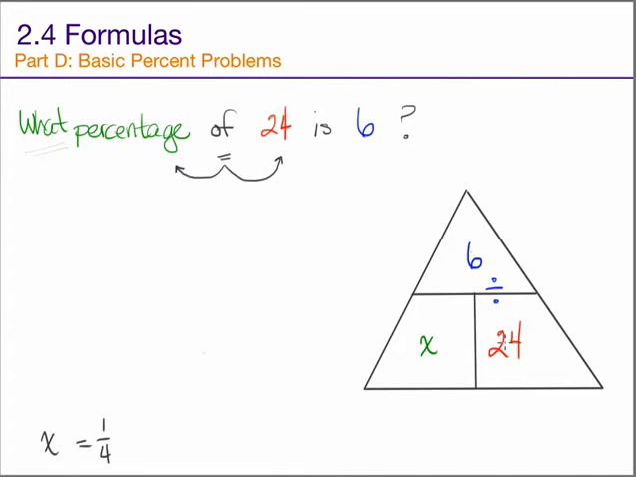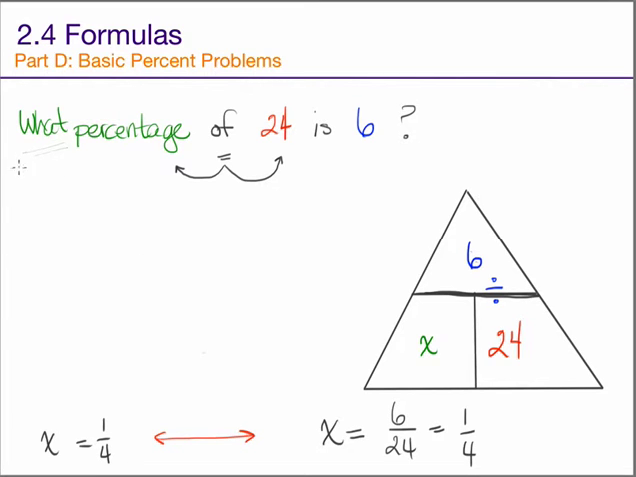6 divided by 24. So I can write x equals 6 divided by 24, or 6 over 24. This is like a fraction bar. 6 over 24 reduces to 1/4. Same answer as I got the last time. The thing is, in both cases here, I got the number x equals 1/4.